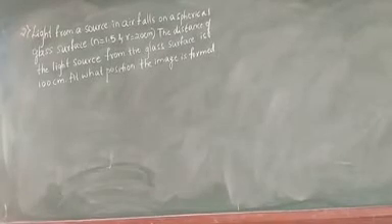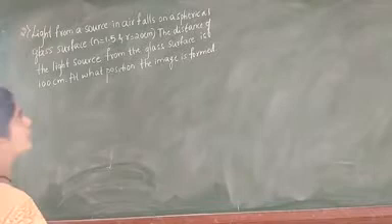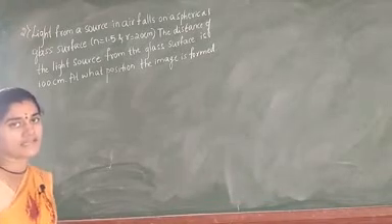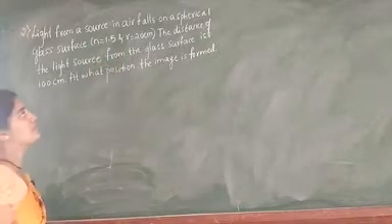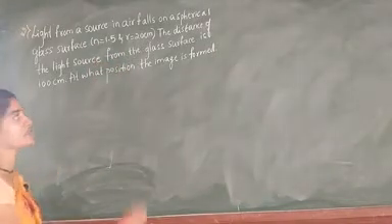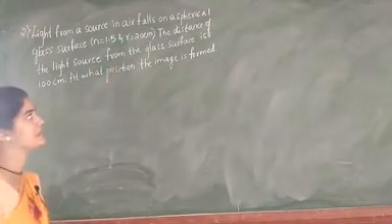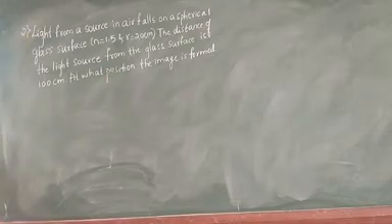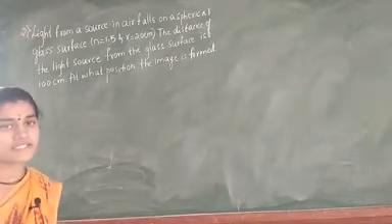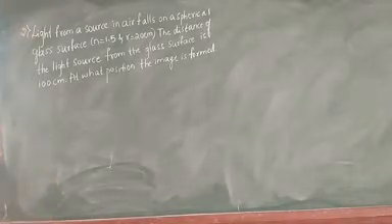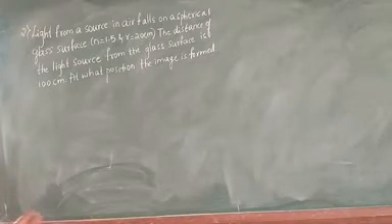Now the second question. The light from a source in the air falls on a spherical glass surface where the refractive index is equal to 1.5 and the radius of curvature R is equal to 20 centimeter. The distance of the light source from the glass surface is 100 centimeter. At what position is the image formed? Here again we have to find the position where the image is formed.